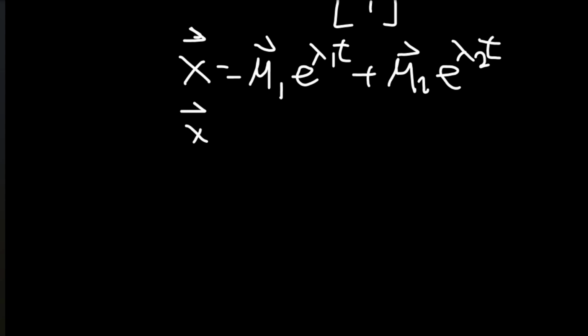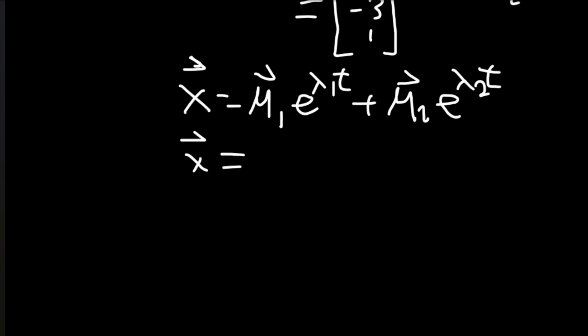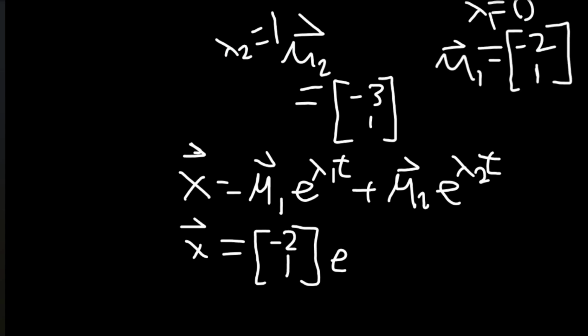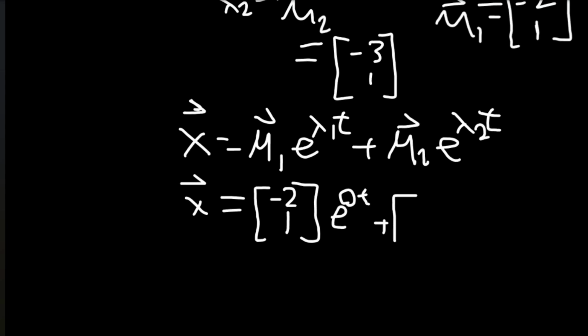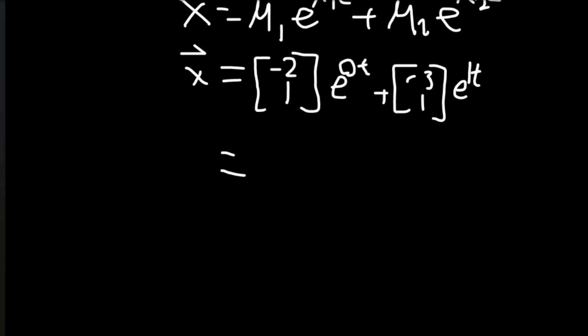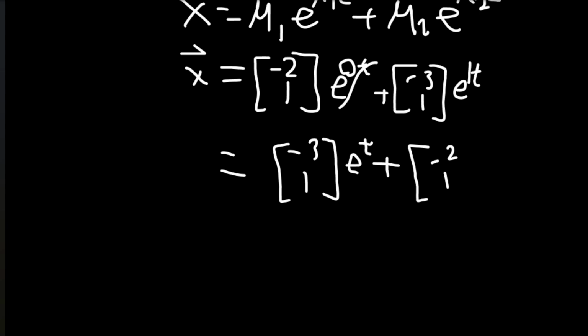Okay, so then we just plug everything in, and we have negative 2, 1 times e to the 0 t plus mu2, which is negative 3, 1, e to the 1 t. If we simplify this further, you end up getting negative 3, 1 e to the t plus, this just goes to 1, negative 2, 1 as our final solution.